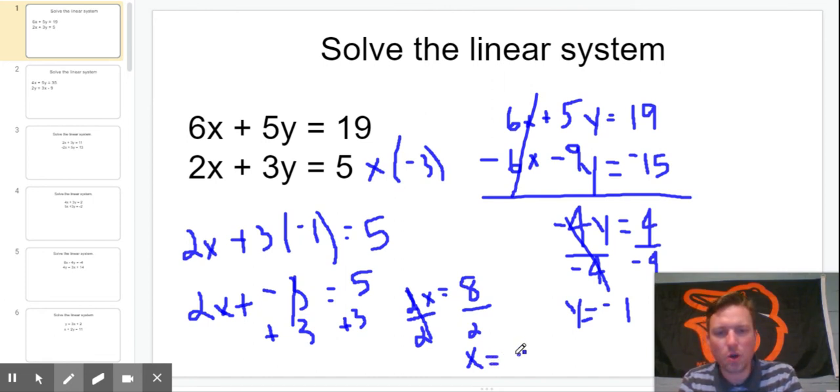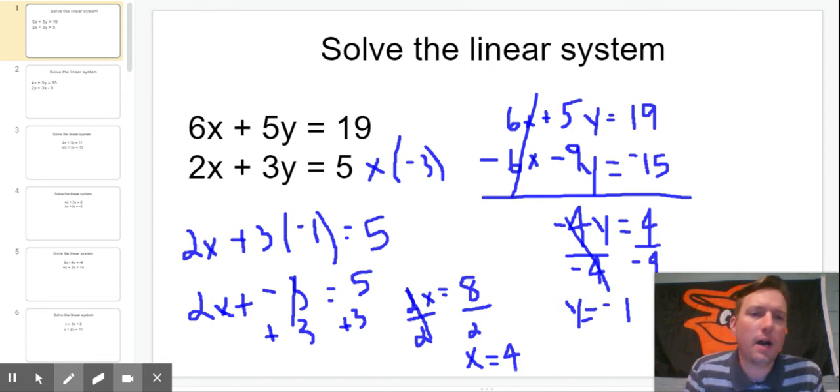So we just solved this linear system, or system of equations, by multiplying first. And that's the strategy that we're going to work on both today and for tomorrow's lesson, so that we feel pretty comfortable with this before moving on.